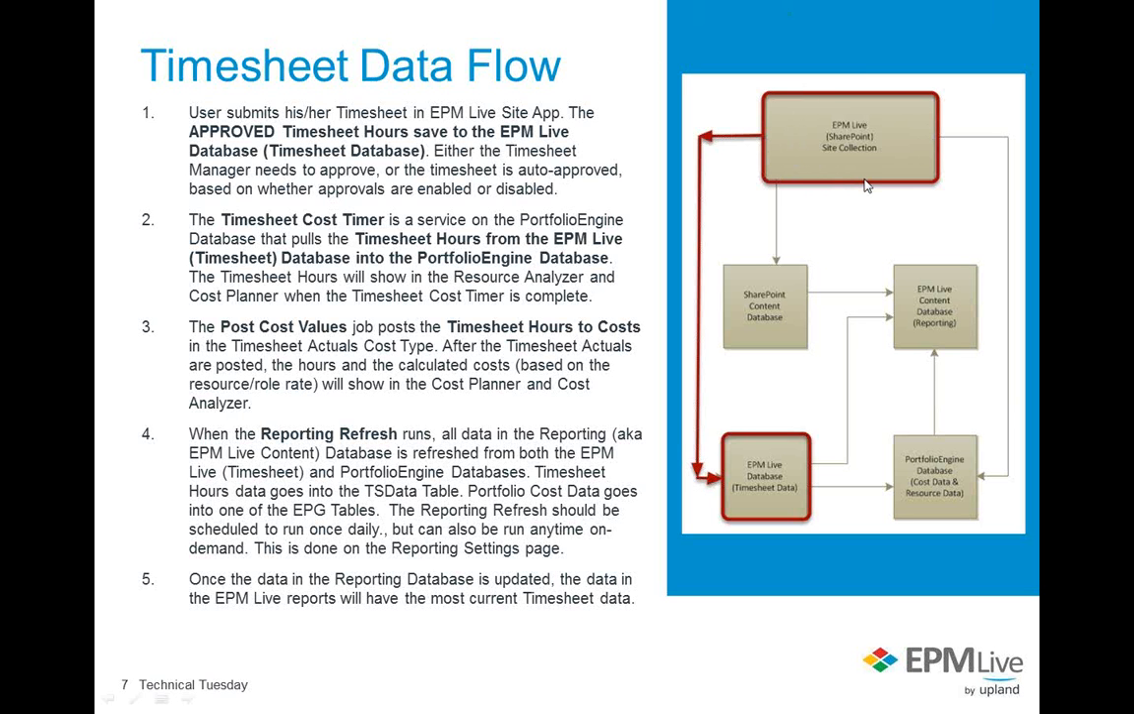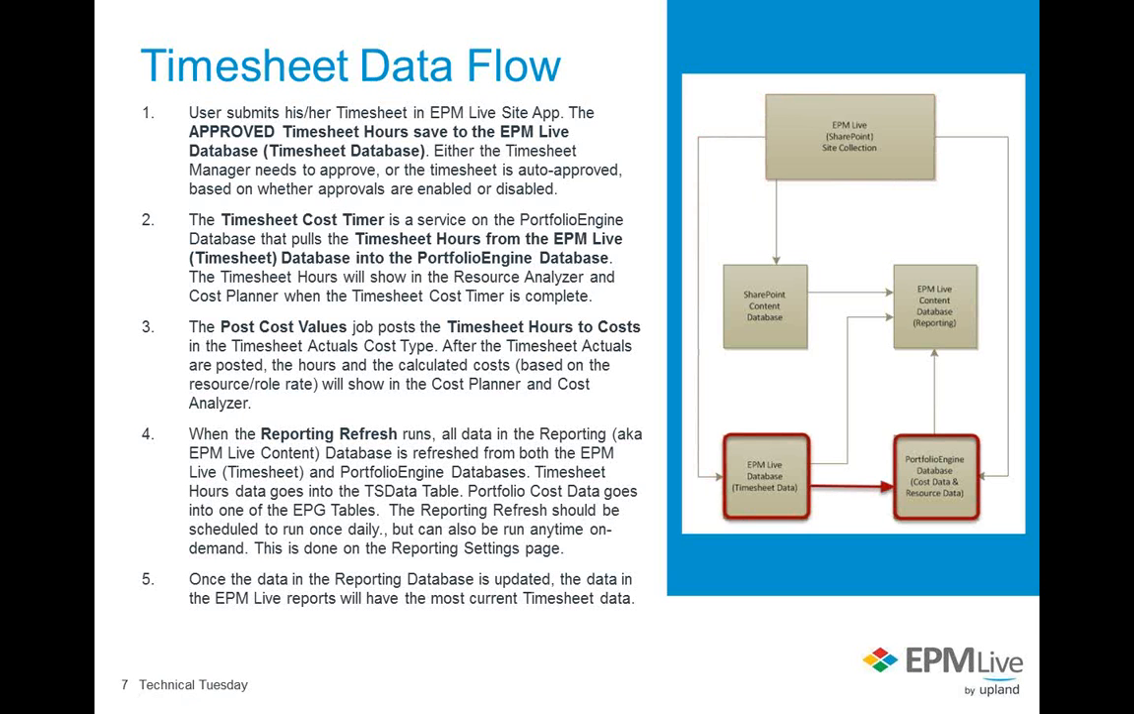A user is logged into EPM Live, and they save and submit their time into their timesheet. Now, as soon as that time is approved, and you can either have this be on an auto approval, or you can use a manual approval where the timesheet manager says that they approve that time, as soon as the hours go from a saved to approved state, then the hours get stamped into this EPM Live database, as I was mentioning, also referred to as our timesheet database. So the time now exists here in this timesheet database.